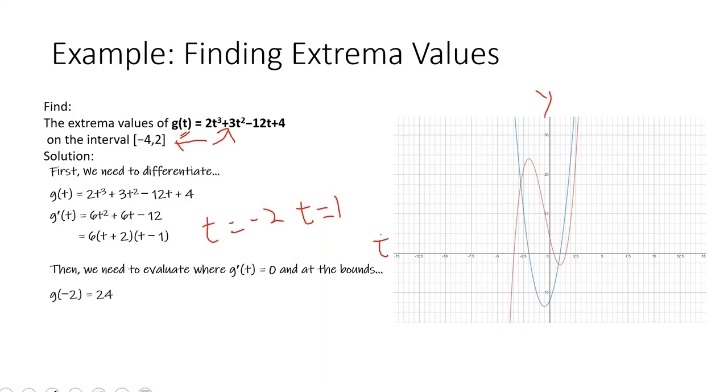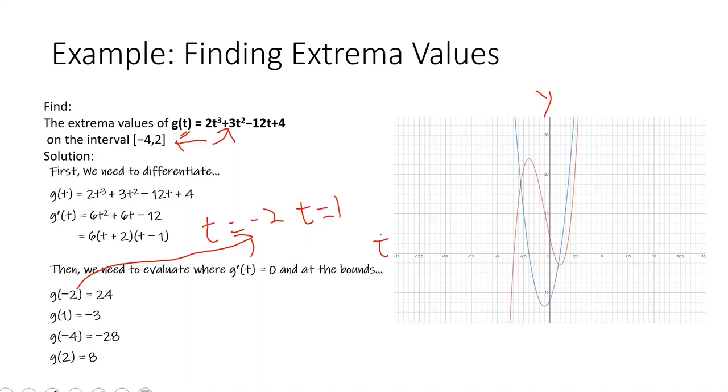So first we plug in -2 that we got right here. Then we're going to plug in 1. Then we're going to plug in -4. And we're going to plug in 2. So remember, we have -2 and 1, which are where g prime of t is equal to 0. And also for t, we plugged in -4 and +2, which are the bounds that we're evaluating all this over. And we'll take a look here.